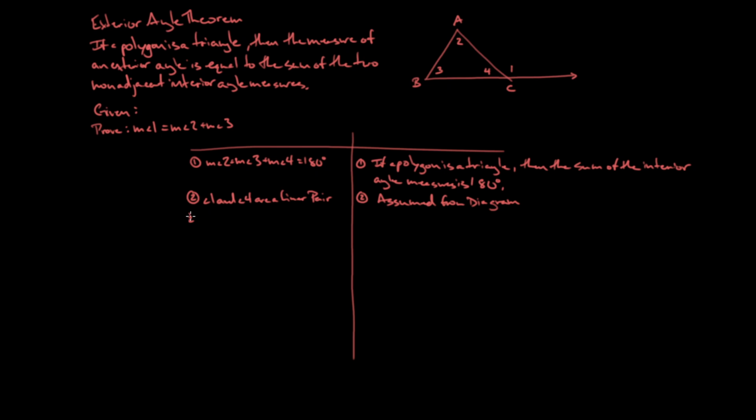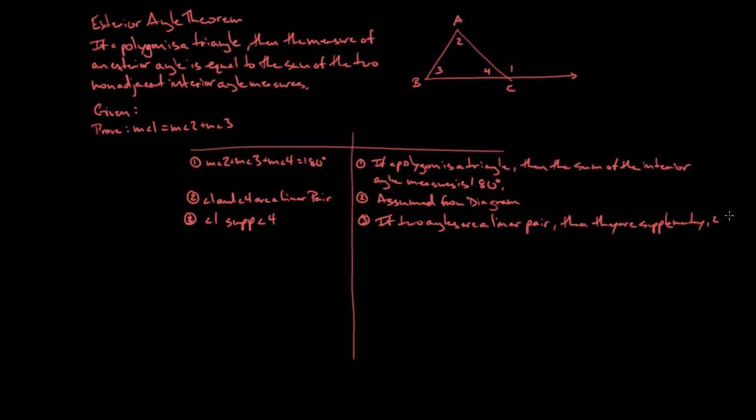And then I can jump into, what does that mean if they're a linear pair? I know that they're supplementary. Angle 1 is supplementary to angle 4. And my reason for that, I put 2 again. This is 3. My reason for that is my linear pair postulate. It says that if two angles are a linear pair, then they are supplementary. I'm going to run out of room. Or am I? This comes from 2.